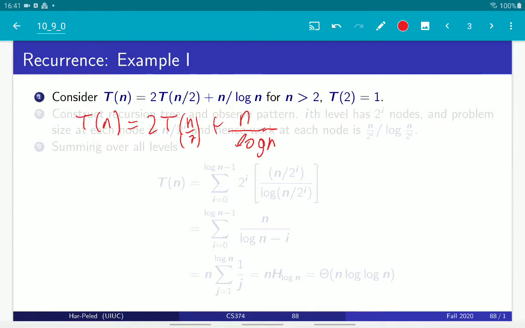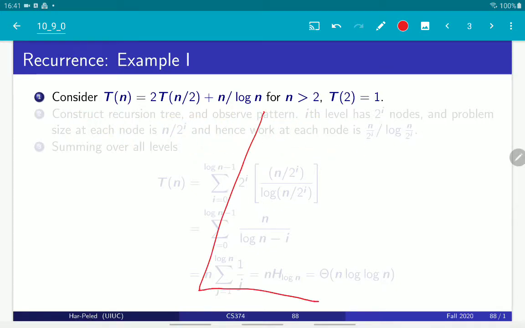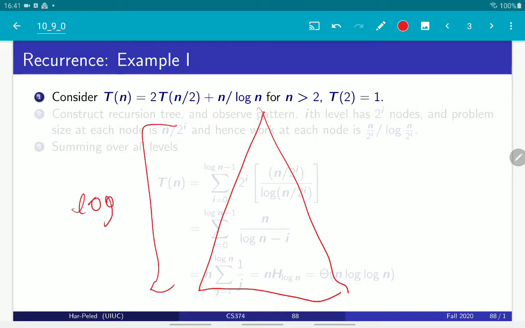First, ignore what's written here and think about the black box. This is very similar to the recurrence for merge sort, so we know what the recursion tree looks like. It's a binary tree with logarithmic depth. In the ith level, we are going to have 2 to the i nodes, and the size of the subproblem in each is going to be n over 2 to the i.